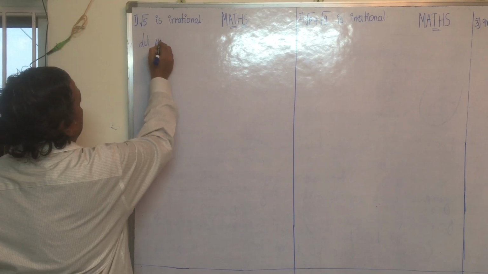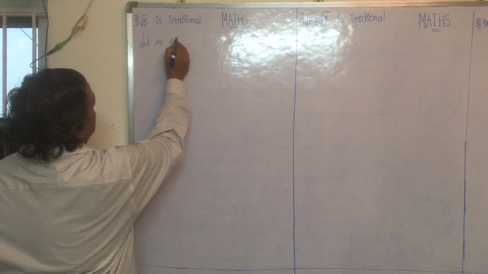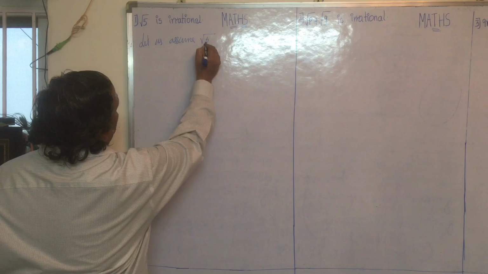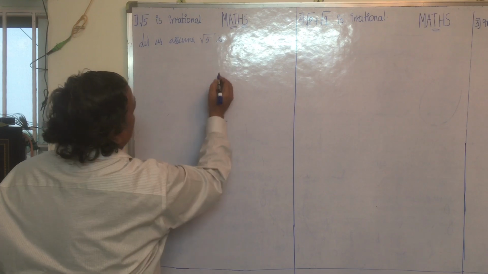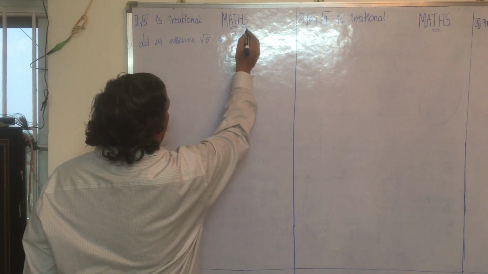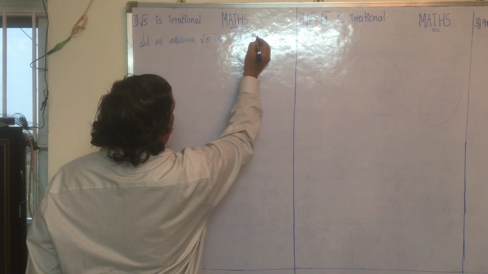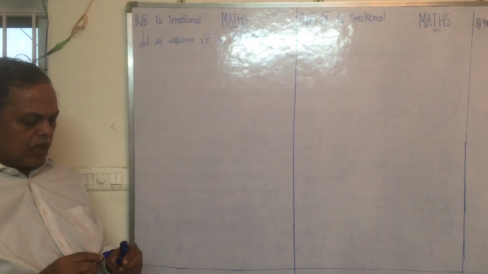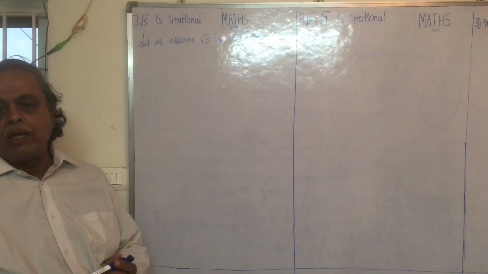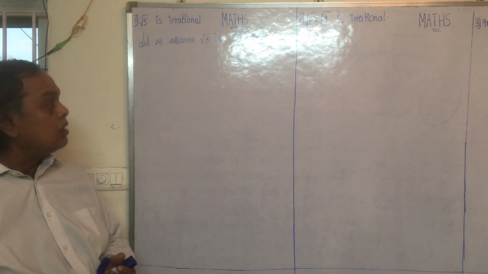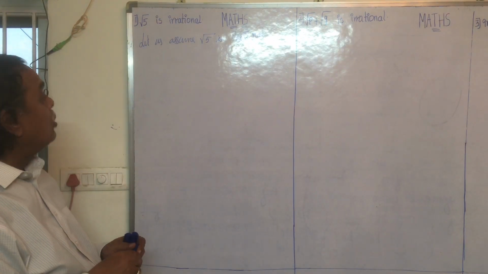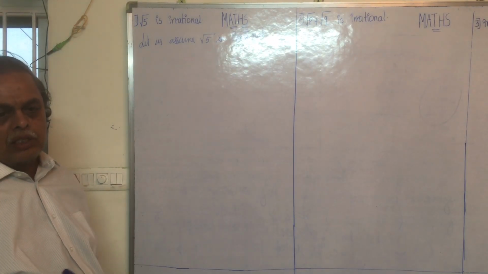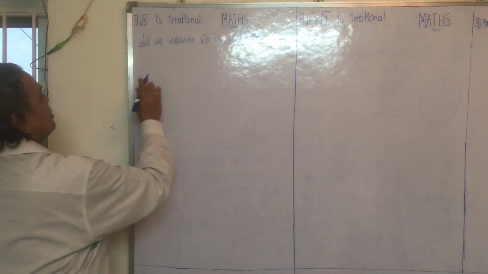Let us assume root 5 is rational. Right, first step. Don't miss any step. Let us assume root 5 is rational. Rational is nothing but a fraction form. Next.